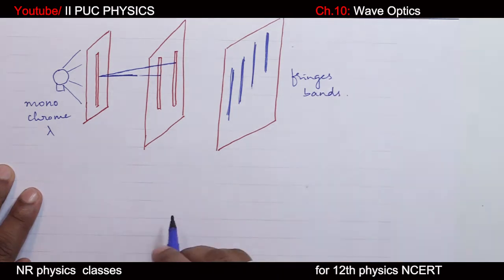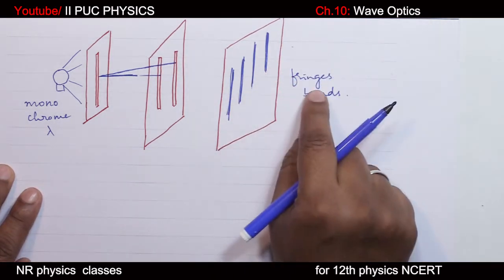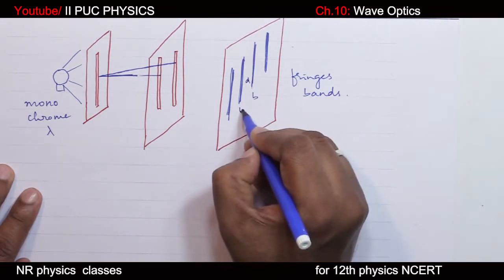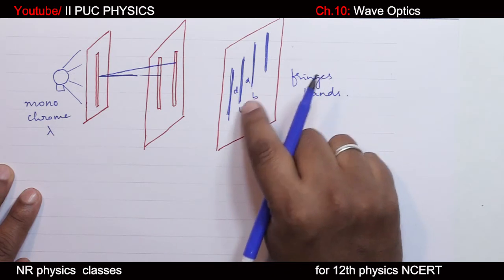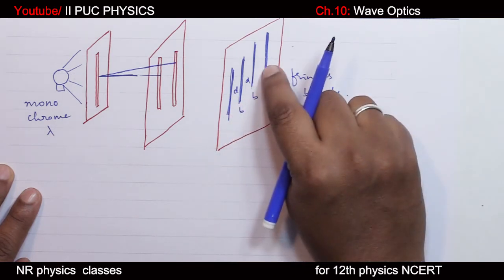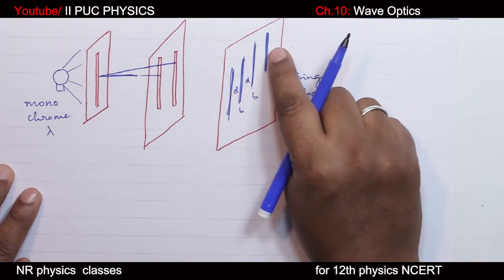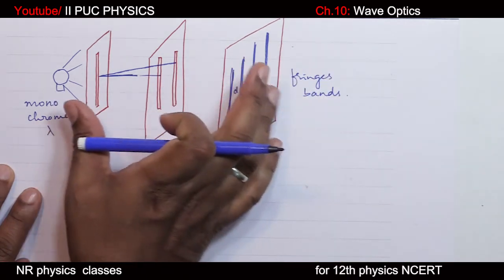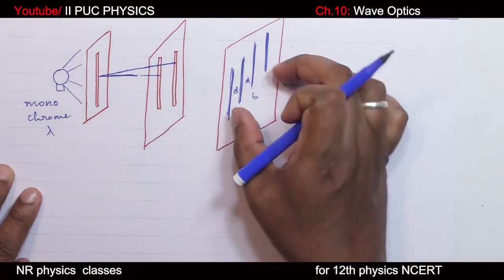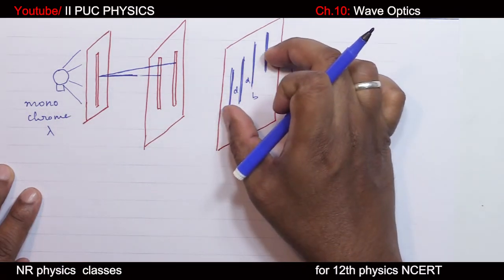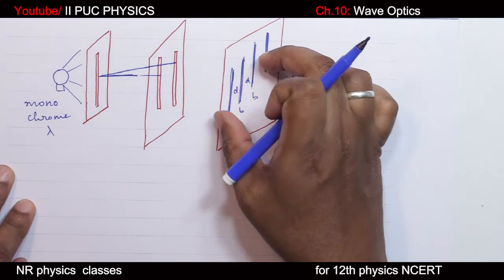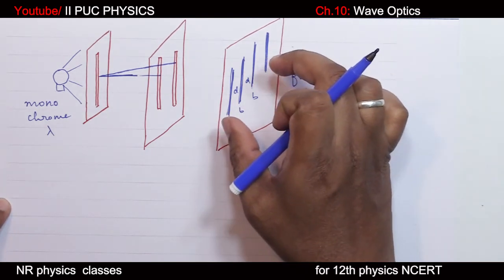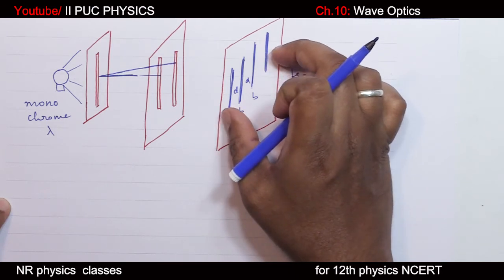So these bands are called fringes. Bright band, dark band, bright, dark. Bright bands are the regions of constructive interference. Dark bands are the regions of destructive interference. So upon careful observation and careful experimental setup, he could get this pattern. So this is that experiment which supported the wave theory of light, the wave nature of light.